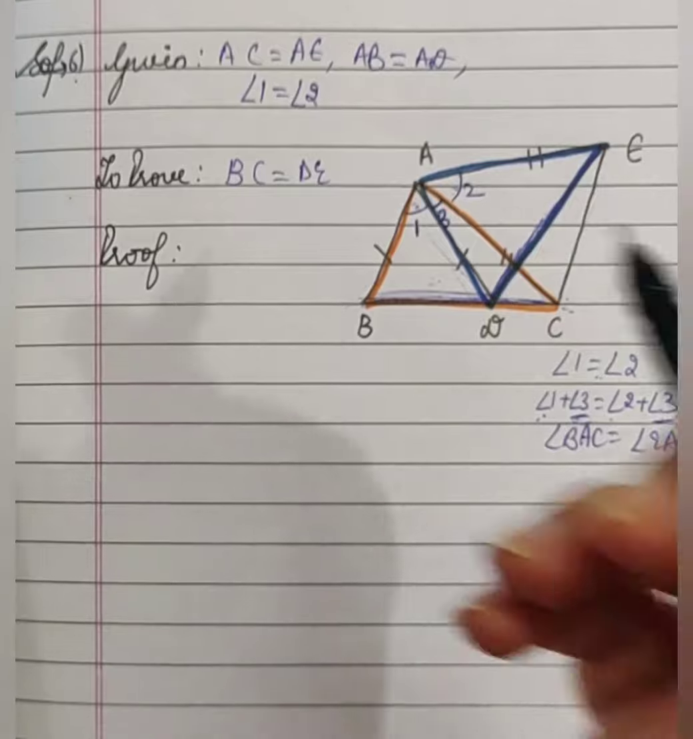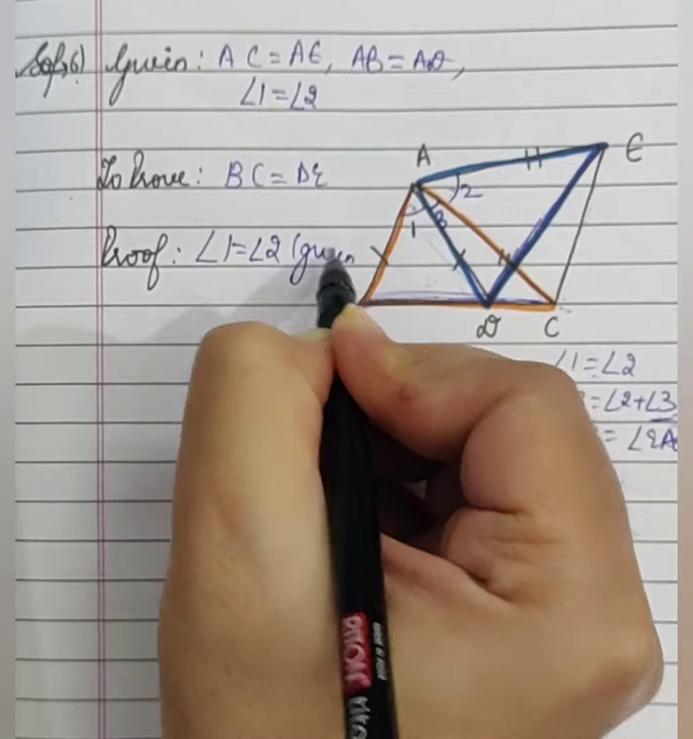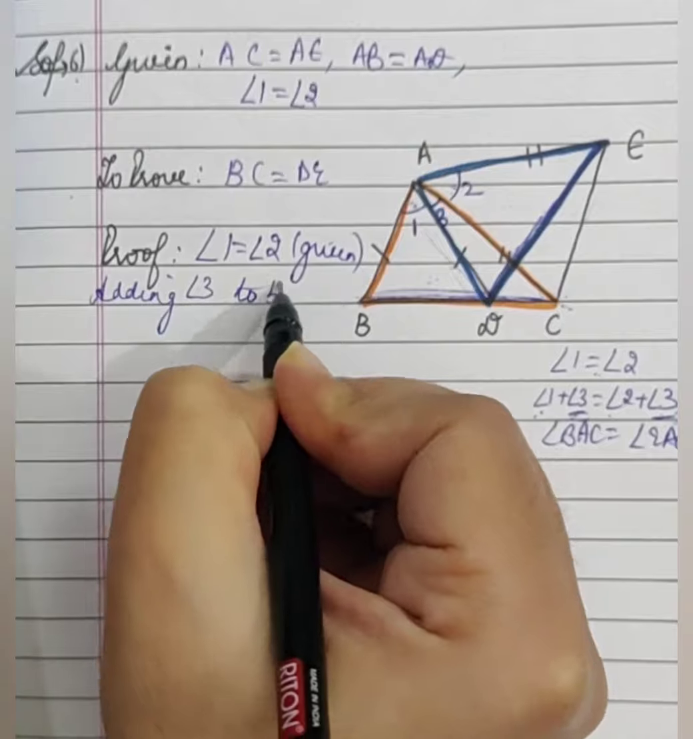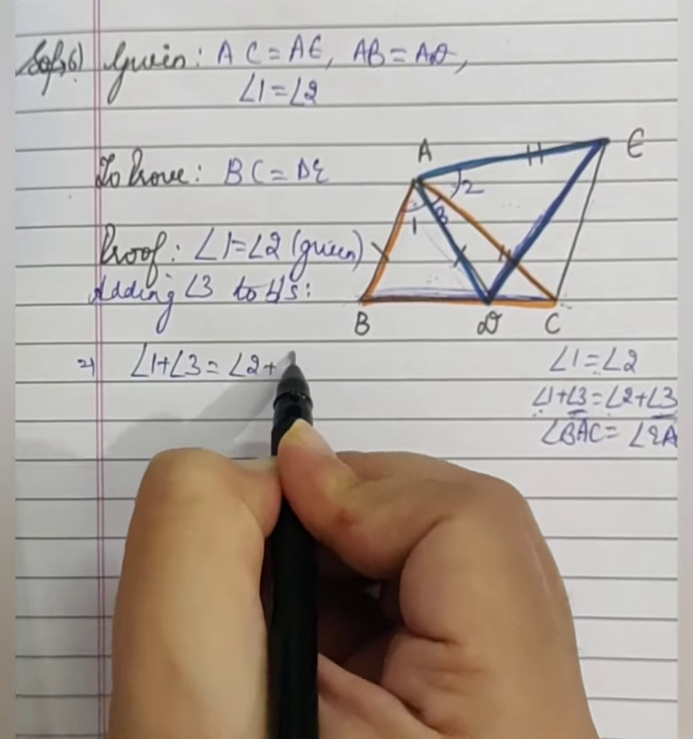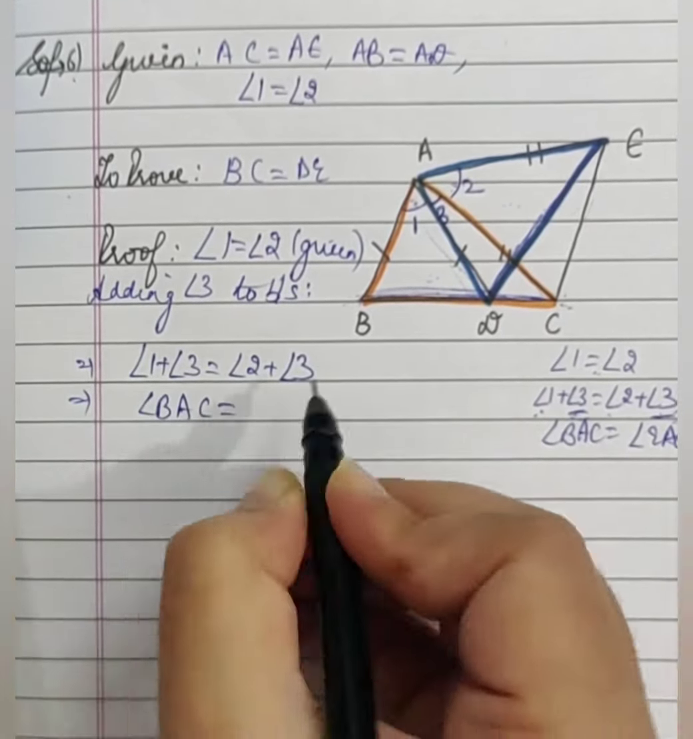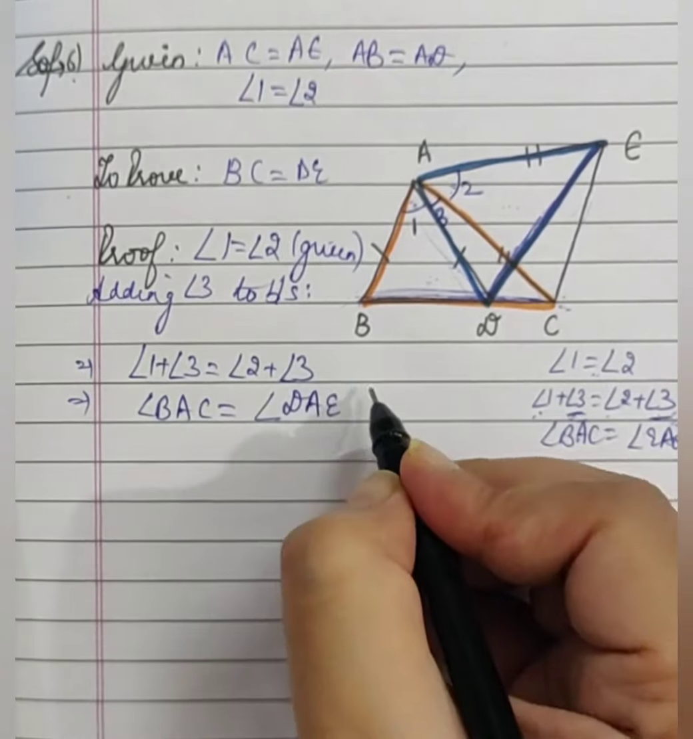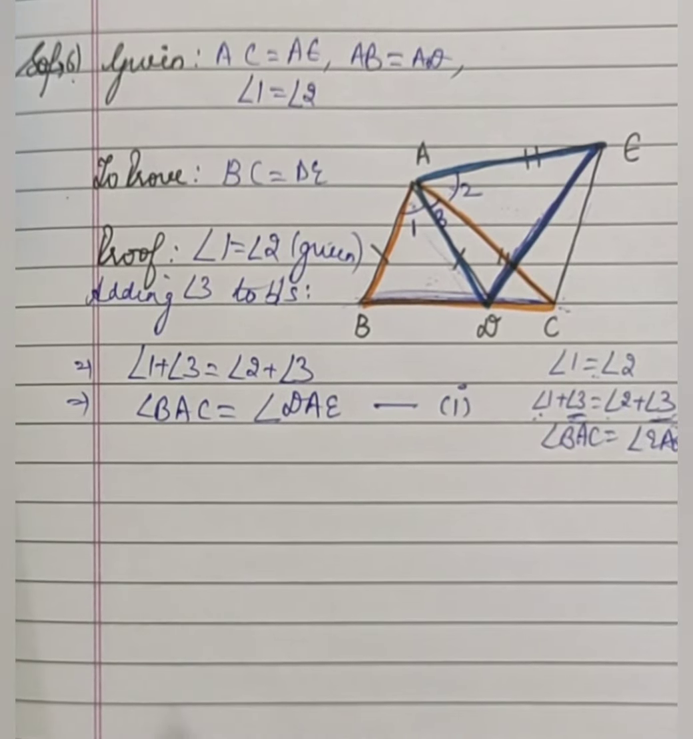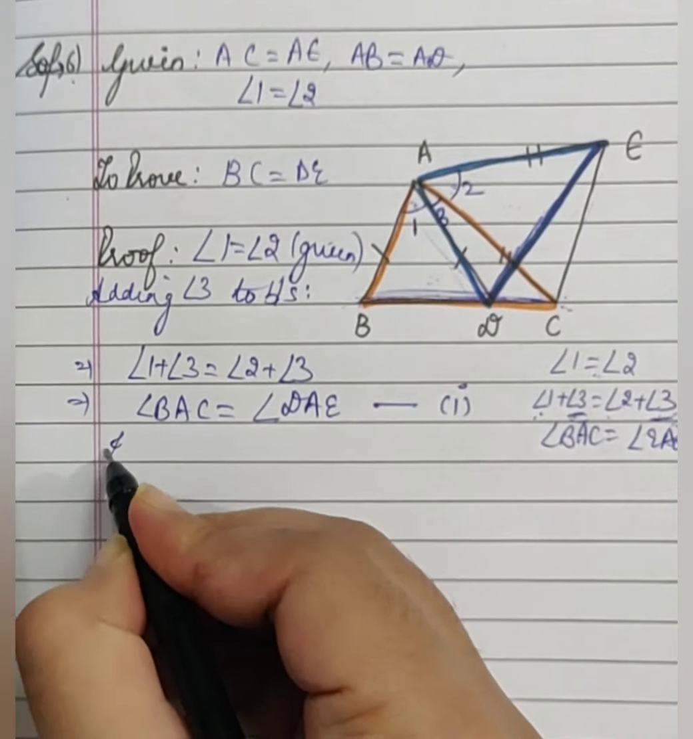Start writing its proof. Angle 1 is equal to angle 2. This is given. Adding angle 3 to both sides, it implies angle 1 plus angle 3 is equal to angle 2 plus angle 3. It implies angle BAC, that is a part of the orange triangle, is equal to angle DAE or EAD, that is a part of the blue triangle. Let's name it as equation number 1. If you don't want, you can leave it as it is. No need to name it as an equation. Let's check the two triangles now.